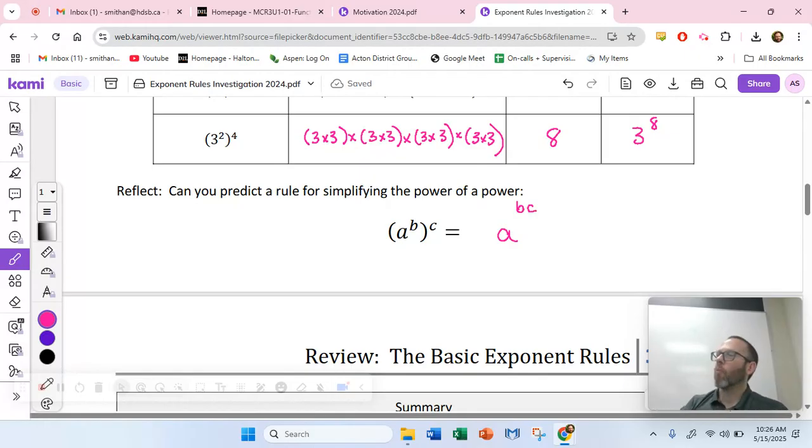And we're kind of at the stage now in these academic level math courses. I can just write b and c side by side, and we understand that is multiplication.